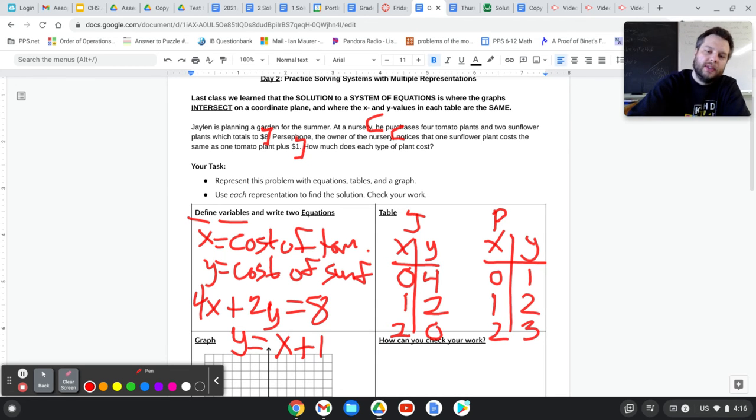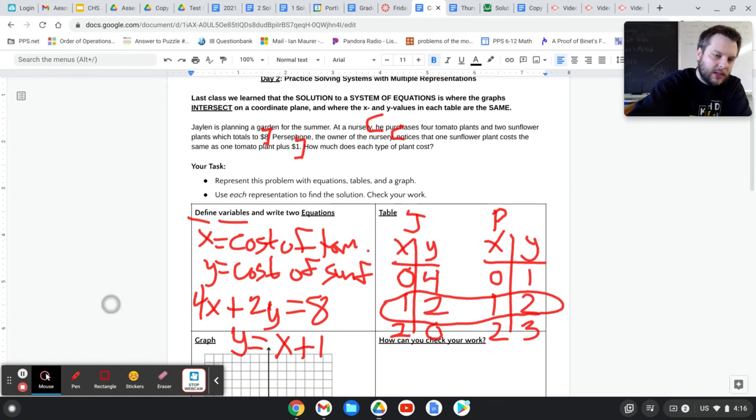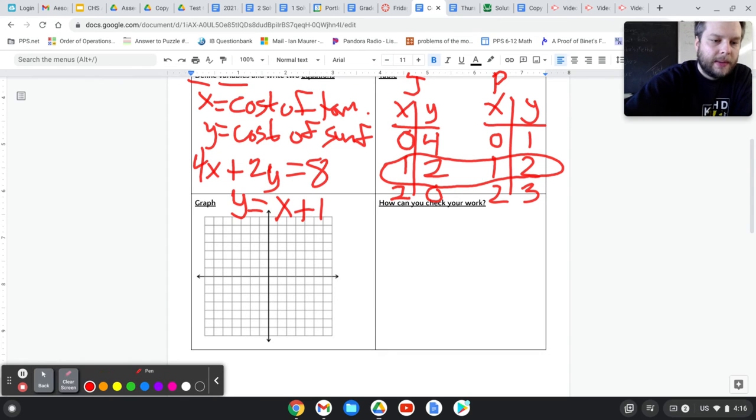And you should notice this is where the x and y values in each table are the same. That is the solution to the system. That's the combination of prices that works for both of the situations. What we're going to do is take that same information and use it to draw the graph. And so I have here 0, 4. So 1, 2, 3, 4. And then 1, 2 and 2, 0.